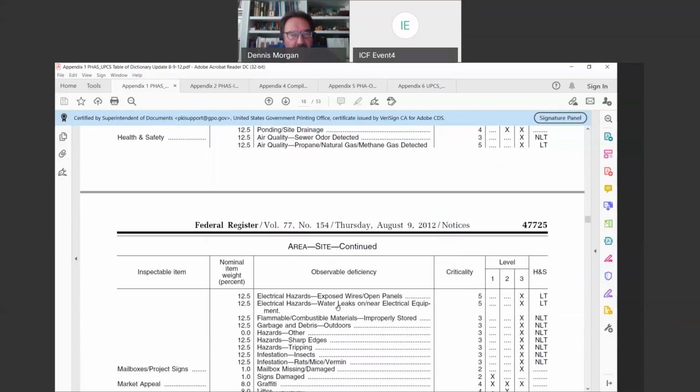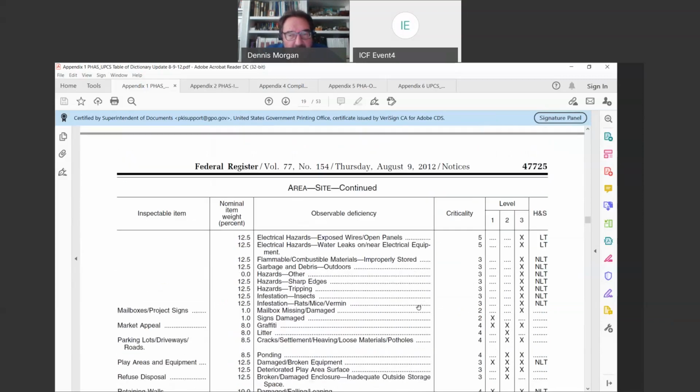Here you see an electrical hazard, exposed wires. 5, 3, LT. Heavy ticket item, heavy amount of points. Water leaks near these electrical sources on the site. 5, 3, LT. Inspectors don't have any prerogative. They find it, they're going to record it, and it's going to take away massive points.